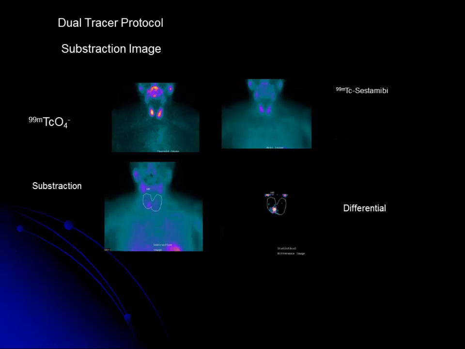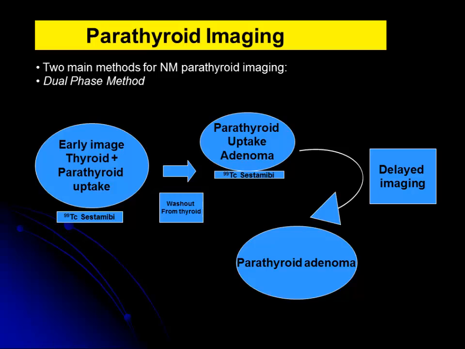So this is using technetium and sestamibi, with subtraction used to localize focal uptake in the medial inferior part of the right lobe of the thyroid, and this is in keeping with an adenoma. This is what we use: an early image of thyroid plus parathyroid using sestamibi, washout from the thyroid, and a delayed scan. Parathyroid uptake shows an adenoma and confirms a parathyroid adenoma on the 90-minute scan.